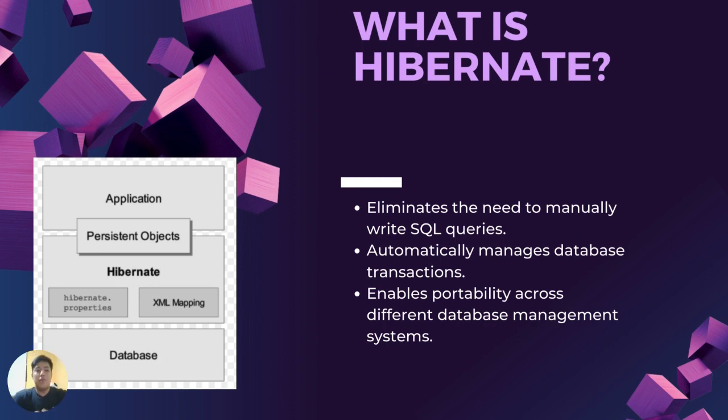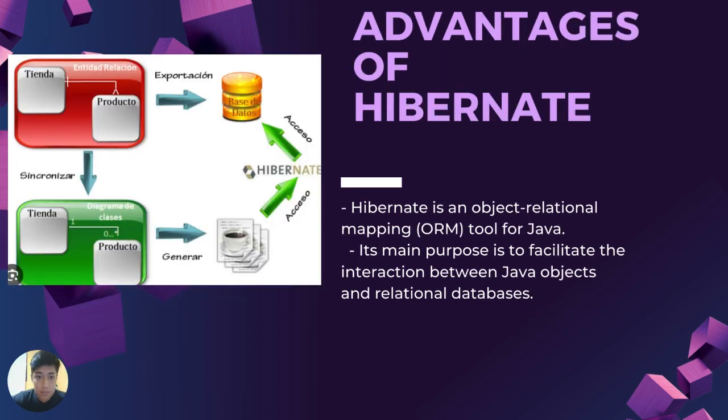What is Hibernate? Hibernate eliminates the need to manually write SQL queries, automatically manages database transactions, and enables portability across different database management systems. Advantages of Hibernate: Hibernate is an object relational mapping (ORM) tool for Java. Its main purpose is to facilitate the interaction between Java objects and relational databases.